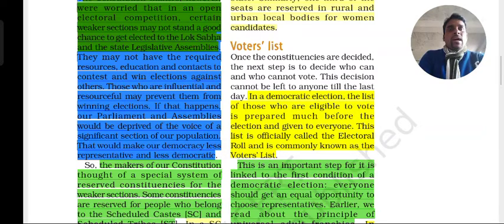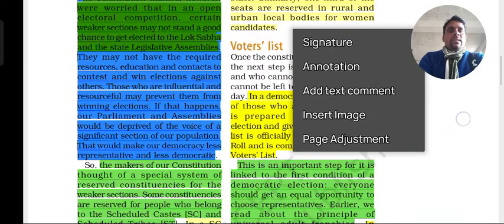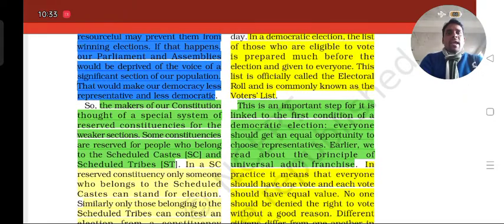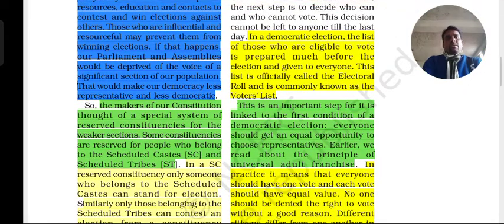That is the reason the people who wrote the constitution thought in their minds and planned how to bring the weaker section people forward, to come forward and have their rights in society and in the country. That is why the weaker section people are given reservation in the constituencies. Some constituencies are reserved for people who belong to the scheduled castes, SC, and the scheduled tribes, ST, as we generally say. SC and ST people are given reservation in the constituencies.